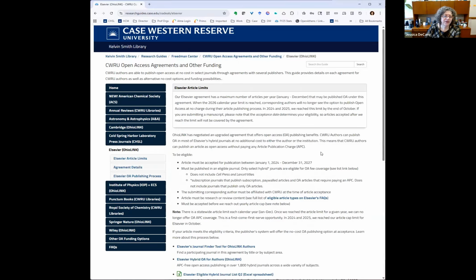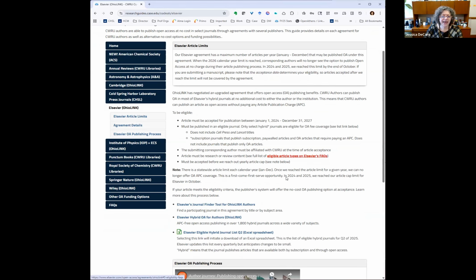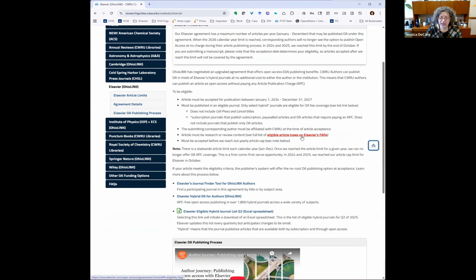And as we look at Elsevier, the specific limits and details of the agreement, you can see an article must be accepted for publication between January of this 24th through December 2027, because that is the terms of our agreement through OhioLink with Elsevier. So it's a 3-year contract. And as you read down, there are different eligibility types of articles. And then there's notes about what the statewide article limit means.